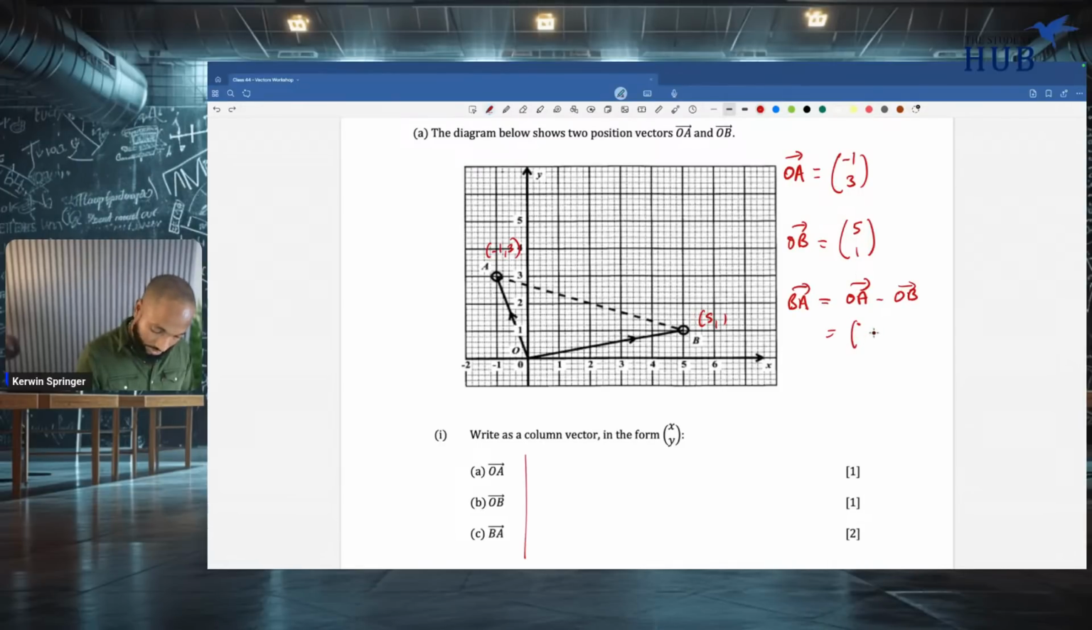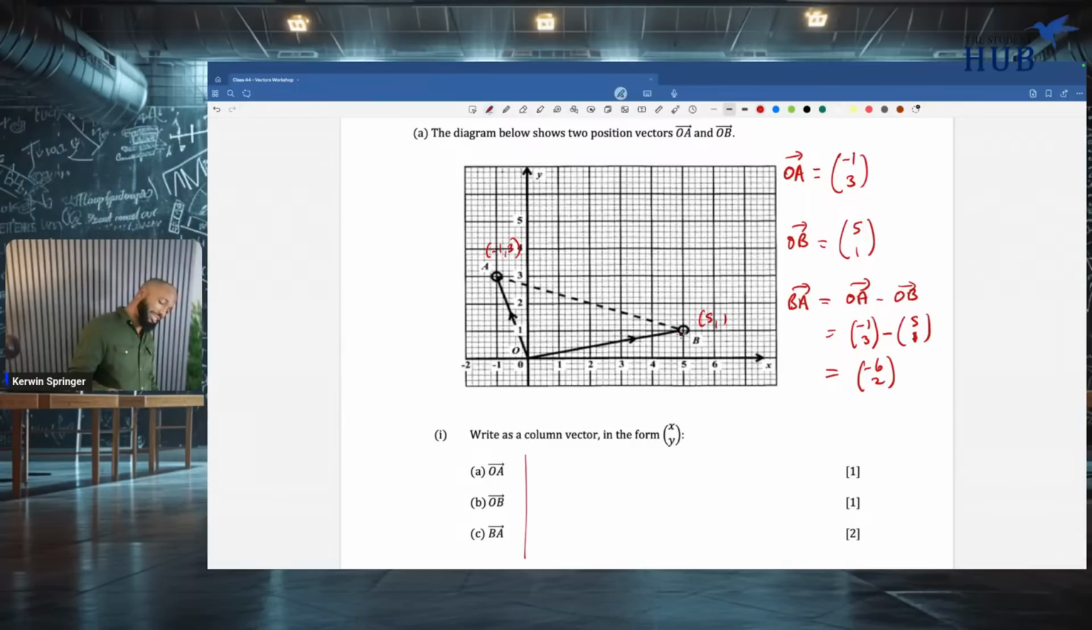So you just substitute -1, 3 minus 5, 1. Minus 5 minus 1 is minus 6. 3 minus 1 is 2. So -6, 2. Correct. That's BA.